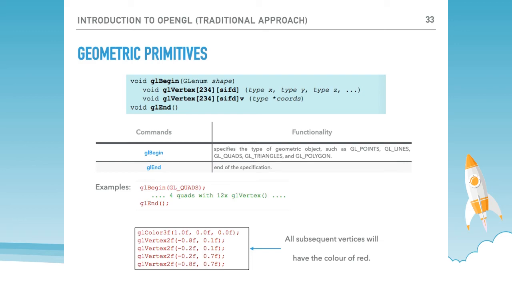Now, GL begin specifies the type of geometric objects such as GL points, GL lines, GL quads, GL triangles, and GL polygon. For types that end with S, you can define multiple objects of the same type in each GL begin and GL end pair. For example, if you use GL triangles because there's an S, each set of 3 GL vertex defines a triangle.